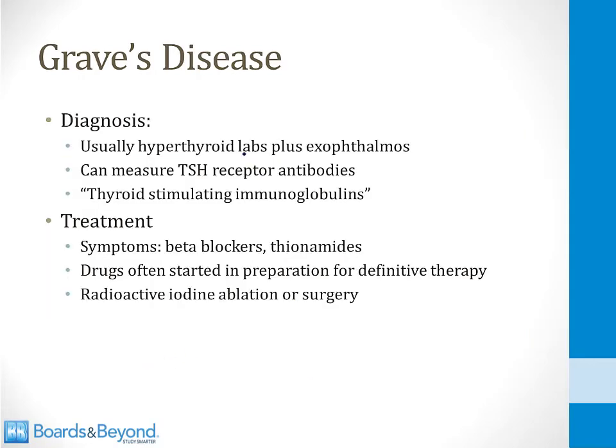The diagnosis of Graves' disease is usually made when the patient is hyperthyroid by their lab tests. They have a low TSH level and high levels of thyroid hormone in the plasma, in addition to exophthalmos or myxedema, those unique findings of Graves'. You can also measure the level of TSH receptor antibodies. These are sometimes called thyroid-stimulating immunoglobulins, and when these are increased, that suggests a diagnosis of Graves'.